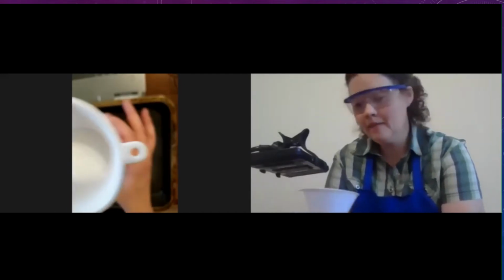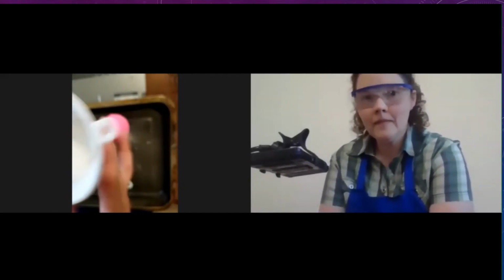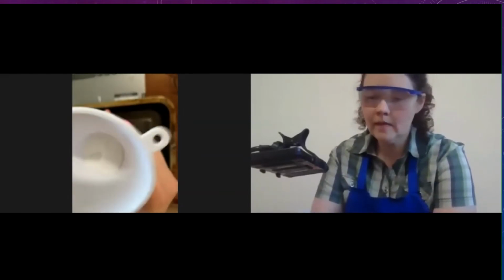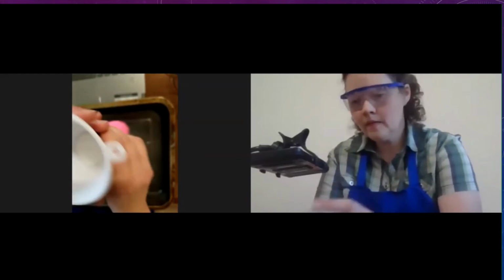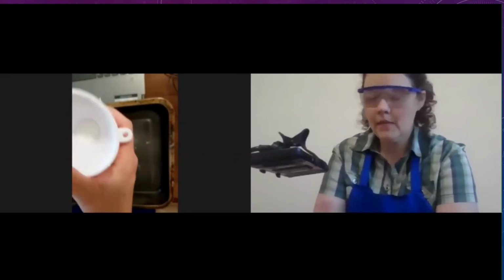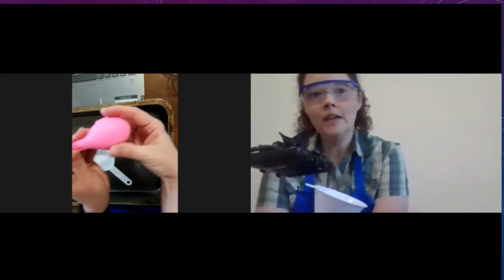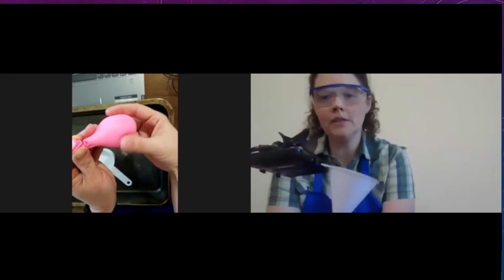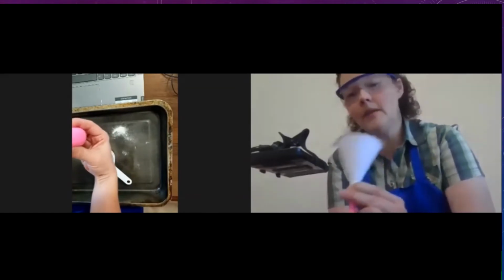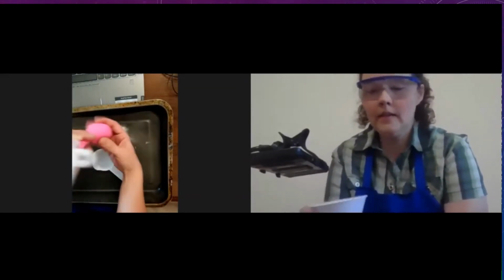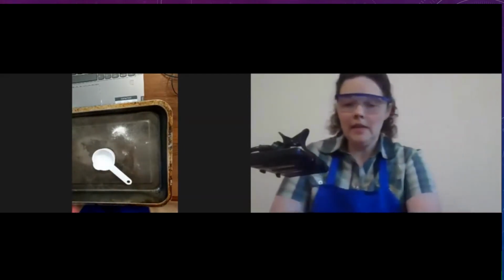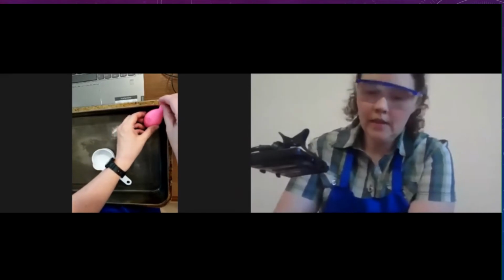Almost there. Just tapping, tapping. All right, if you can't get it all in, that is okay. My balloon's pretty full right now. You can see that it's kind of hard because it's full of baking soda. I'm going to stretch it just a little bit, see if I can get some more baking soda in there. All right, that is pretty good. Okay. I'm going to sit this on my tray so it doesn't fall over.